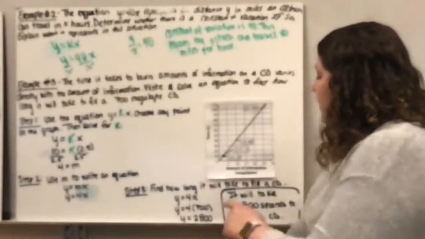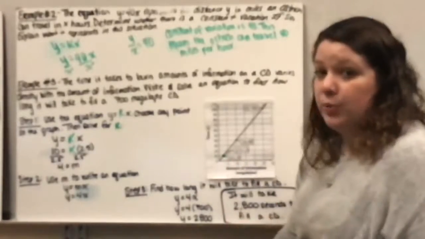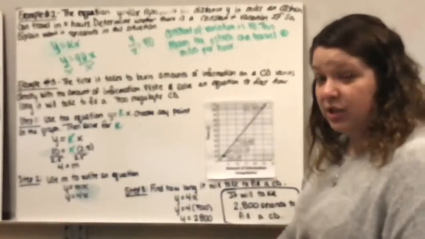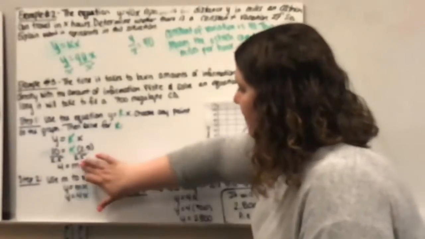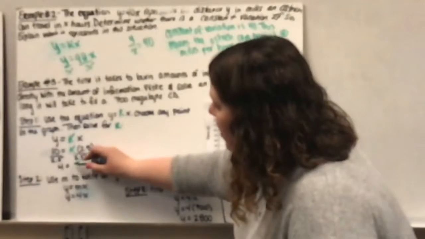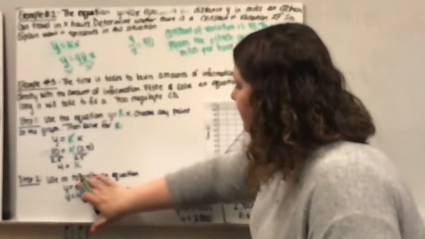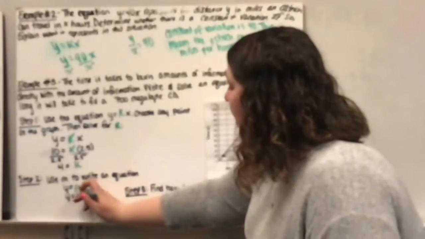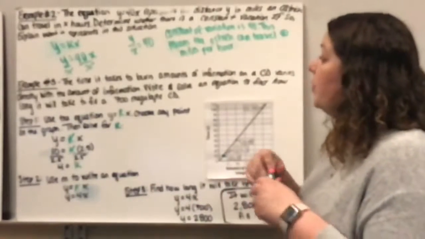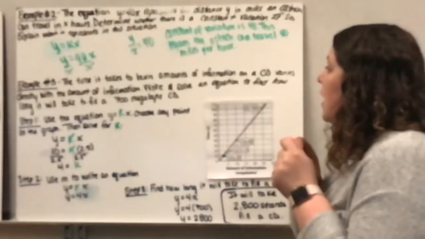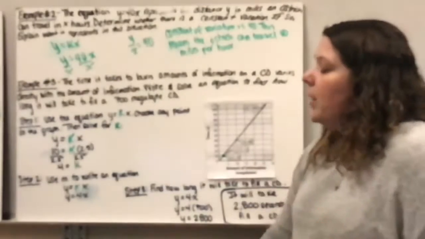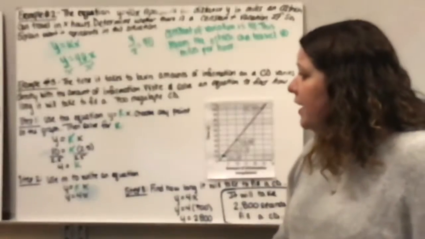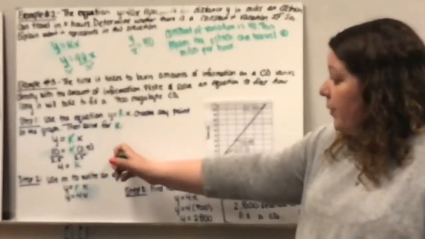So where y is, I'm going to plug in 10. Where x is, I'm going to plug in 2.5. I solve for k, so I divide each side by 2.5. I end up with k is equal to 4. So now I know my constant. I knew that it varies directly, okay? But I needed to find my constant of variation. So that's what I did in step 1.